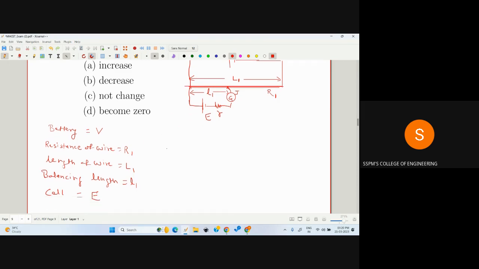So under the balance condition, we will get this equation: E divided by V is equal to small l1 divided by capital L1, where capital L1 is the length of wire, small l1 is the balancing length, E is the cell, and V is the battery voltage. This is your balance condition: E upon V is equal to l1 upon L1. Now apply the second case.